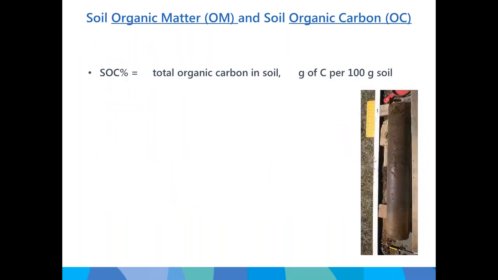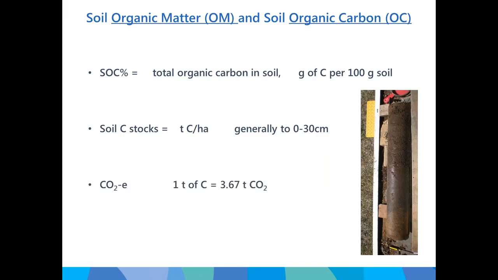So before I go any further, I just want to talk about some terms that I'll use interchangeably as we move through this presentation. So first of all, SOC, soil organic carbon percentage, is what I refer to as the total organic carbon in the soil. Can be measured as a percentage, or it might be reported as grams of carbon per 100 grams of soil. So they're the same thing. Soil carbon stocks is what we report when we're looking at the mass of carbon, usually to 30 centimetres, and it's reported in tonnes of carbon per hectare.